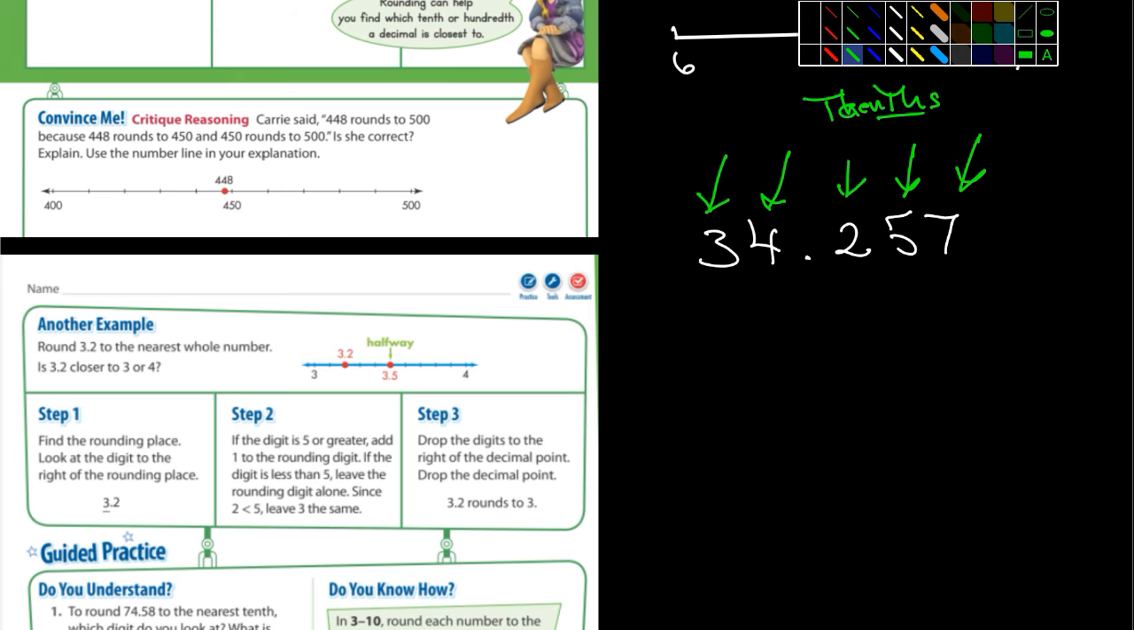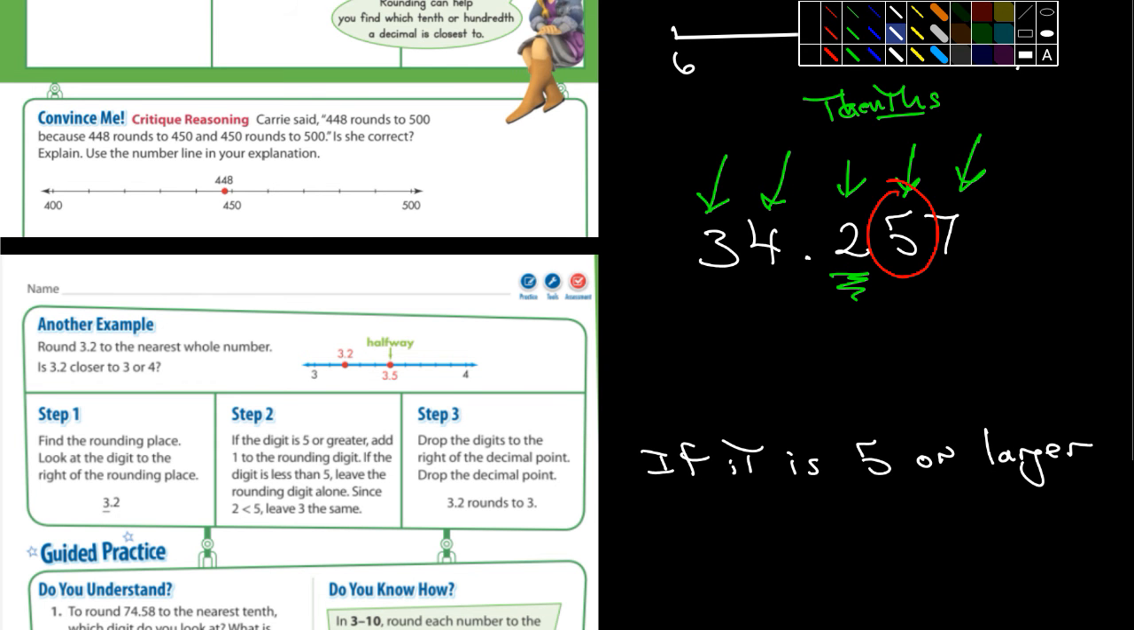Now let's say I wanted you to round to the nearest tenths place. That's where the 2 is. Here's what you look at every time. You look at the number just to the right of the number that you're rounding. And if it is 5 or larger, you round up 1. If it's 4 or less, you don't do anything with it.